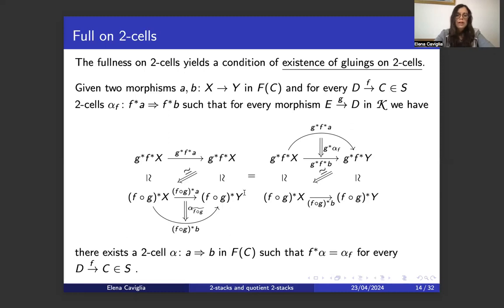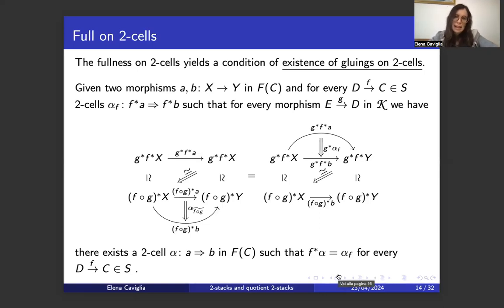And so this is exactly an existence of gluing condition, but this time it is on 2-cells. So instead of having a morphism, we have a 2-cell, and instead of having a commutative diagram, here we have an equality of 2-cells.